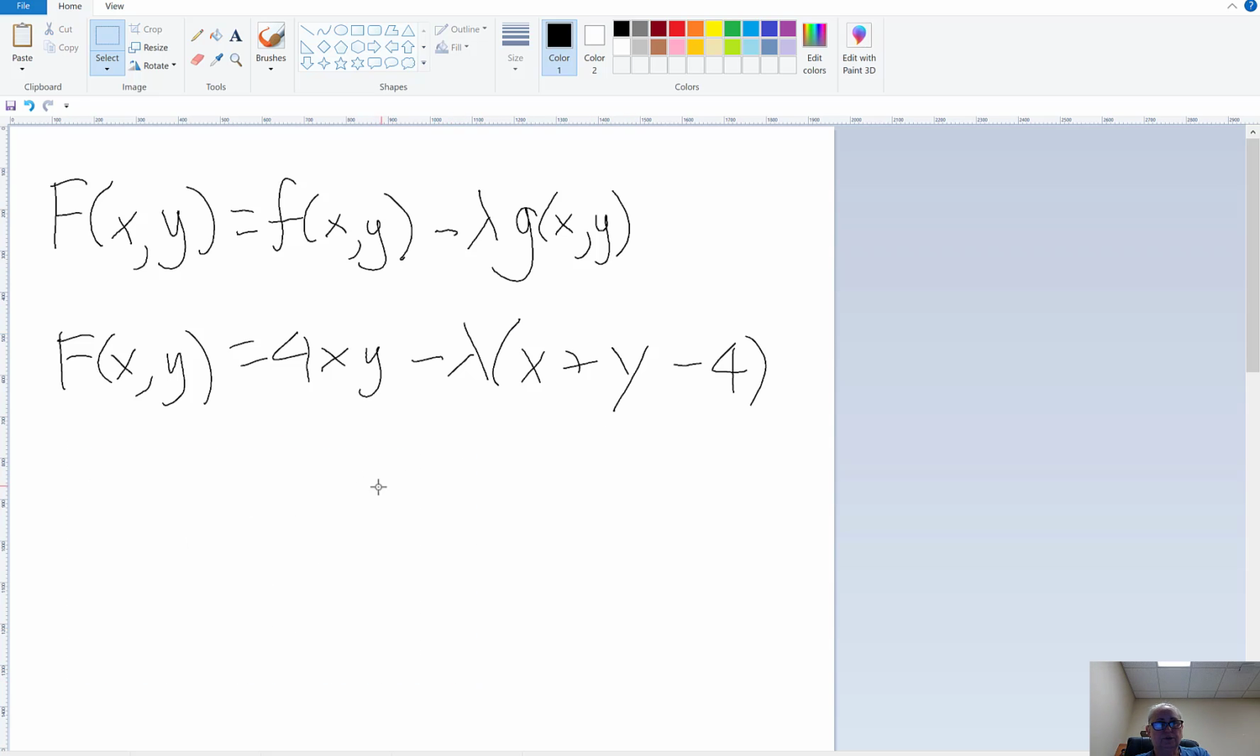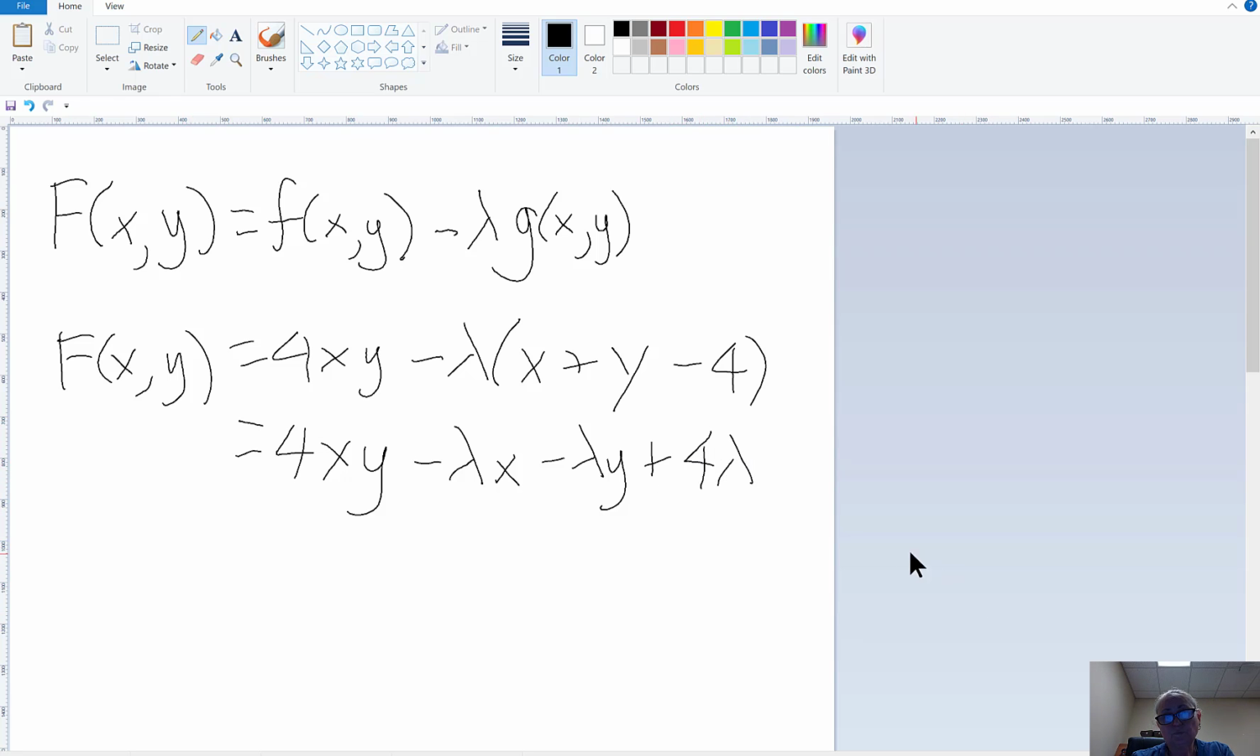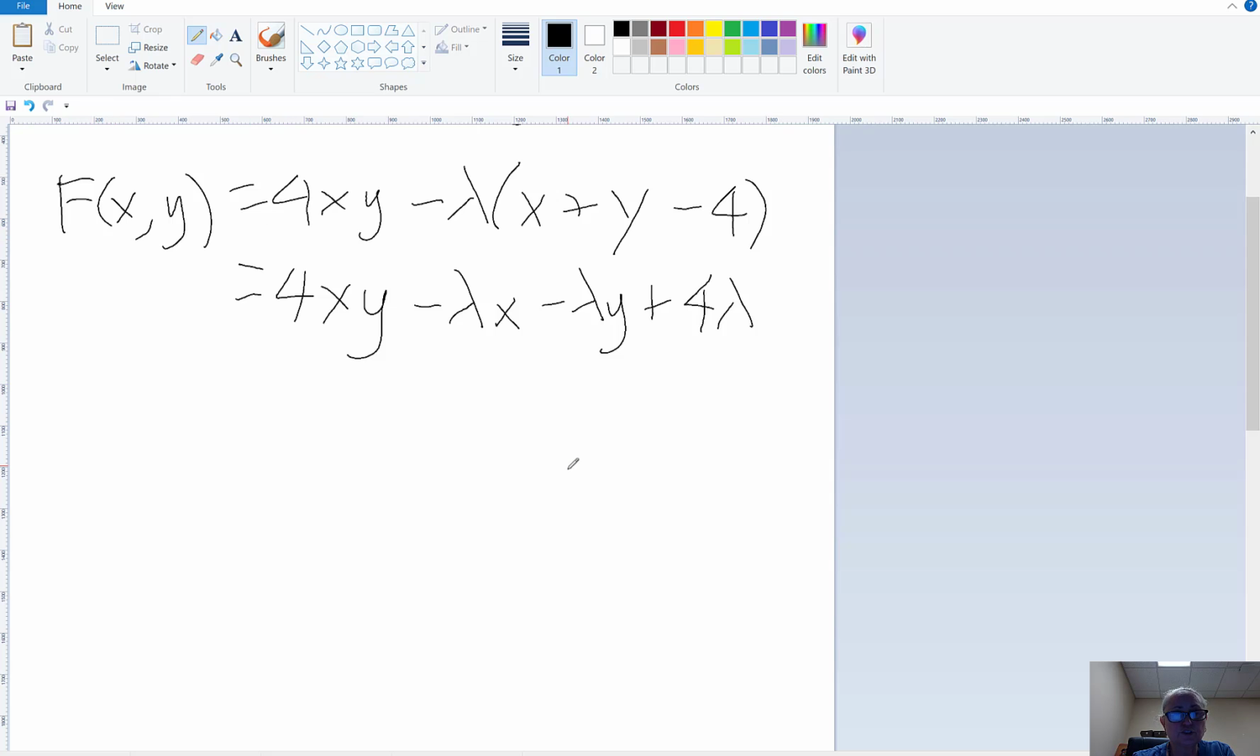Okay, now I'm going to go ahead and clean this up by distributing my lambda. 4xy minus lambda x minus lambda y plus 4 lambda. Okay, now once you have this function, you take the first order partial derivative. So the first derivative with respect to all the different variables you see there.